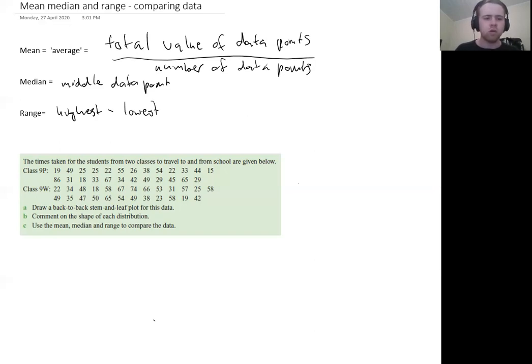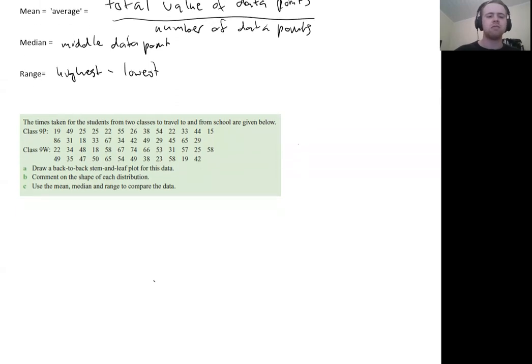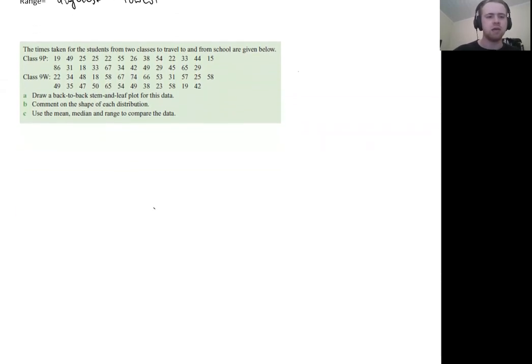So what we're going to do here is use these values to describe two different data sets after we've created a stem and leaf plot. You can see in this example, it's the times taken for students to get to school. We've got two classes, so two separate data sets. Each of them has 25 students or 25 data points in them. The first thing we have to do is draw a back-to-back stem and leaf plot for this data.